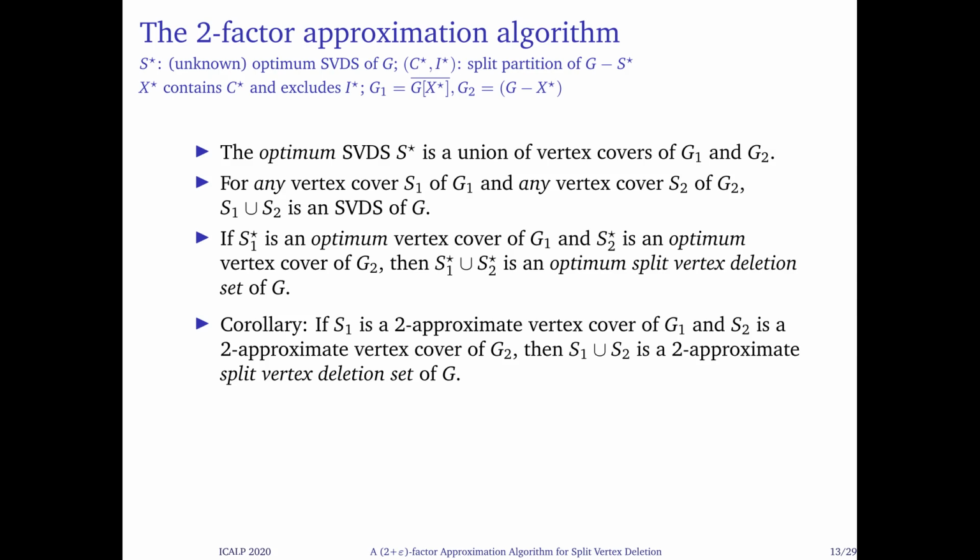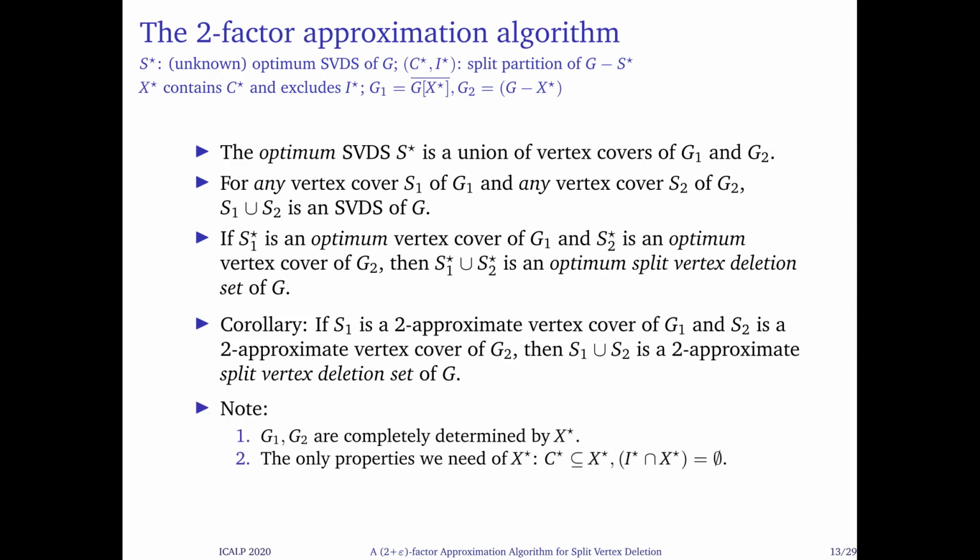We have already seen that for any vertex cover S1 of G1 and any vertex cover S2 of G2, S1 union S2 is a split vertex deletion set of G. This implies that if S1 star is an optimum vertex cover of the graph G1 and S2 star is an optimum vertex cover of the graph G2, then S1 star union S2 star is an optimum split vertex deletion set of the graph G. As a corollary, we get that if S1 is a 2 approximate vertex cover of G1 and S2 is a 2 approximate vertex cover of G2, then their union is a 2 approximate split vertex deletion set of G.